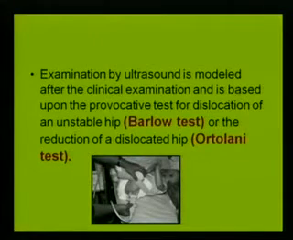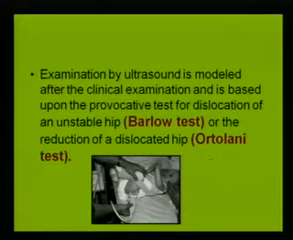Here, the different dynamic tests while putting the probe in the coronal scan: the Barlow test, which corresponds to the Barlow maneuver in clinical examination. The hip is forcibly adducted, that means pushed to the inside, and you see the joint. Sometimes the femoral head comes away from the acetabular floor, and here it is subluxated or dislocated according to its coverage.